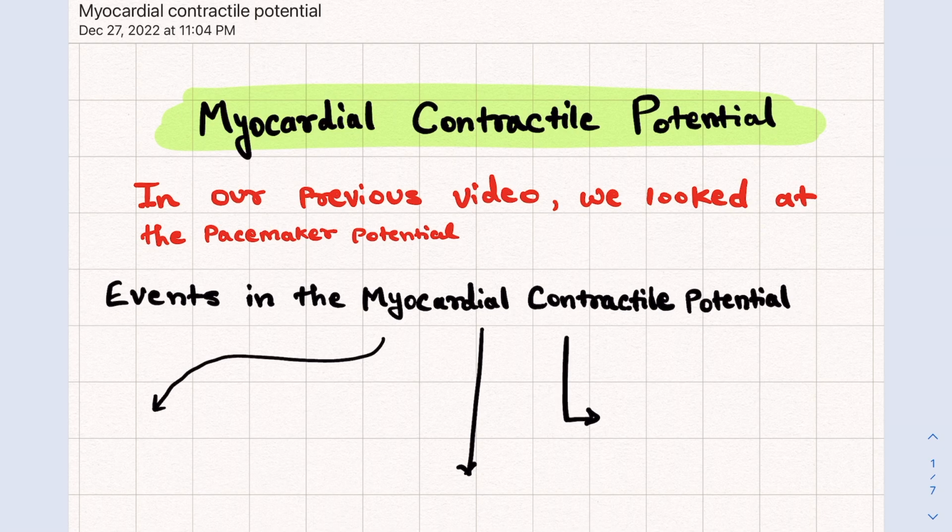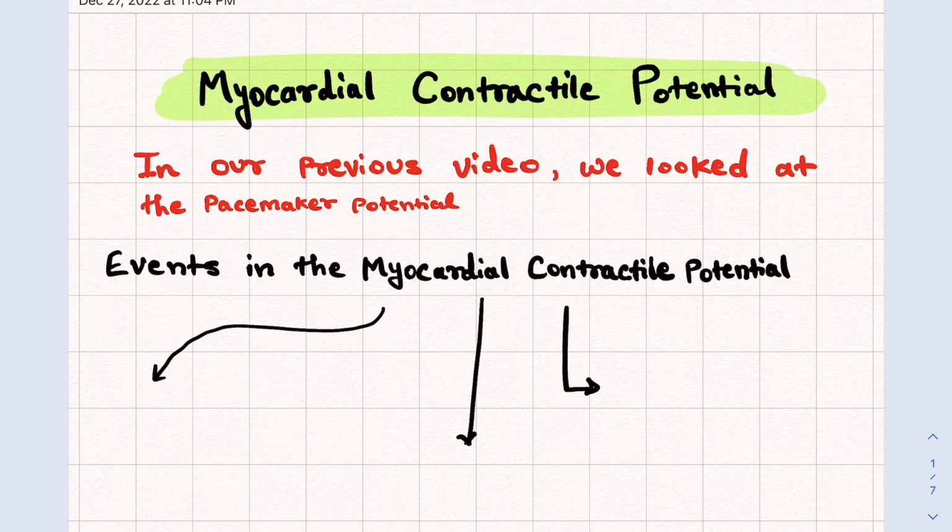Myocardial contractile potential takes place in the contractile cells, which are the predominant cells present in the heart. So contractile cells make up 99% of the cells present in the heart. The other 1% are autorhythmic cells. There are three main events in the myocardial contractile potential: depolarization, plateau, and then repolarization.